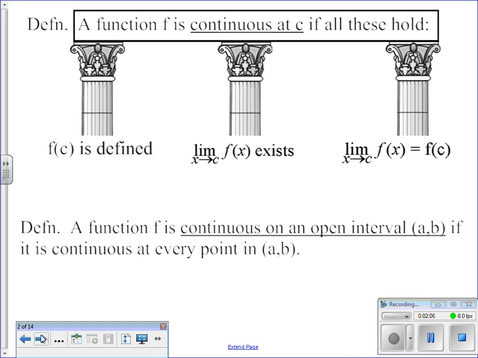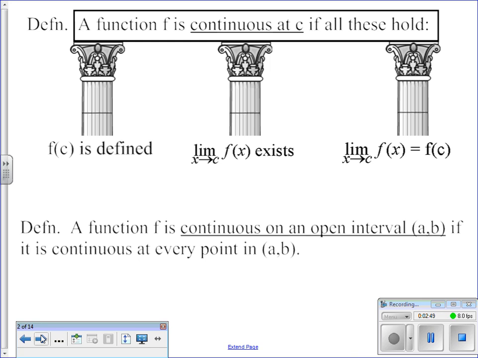Okay? A function is continuous on an open interval from a to b if it is continuous at every point between a and b. Open interval, does that mean the endpoints are included or not? No, the endpoints are not included in the open interval. It's very important. It is continuous on an open interval if it's continuous at every point between the beginning and end. Every point must exist. Every point must have a limit. And at every point, the limit and the function have the same value. Okay.